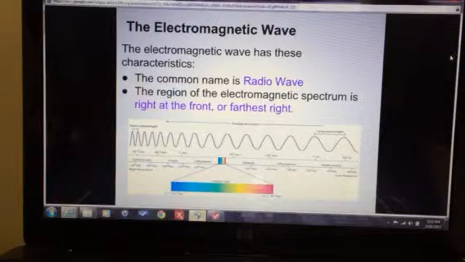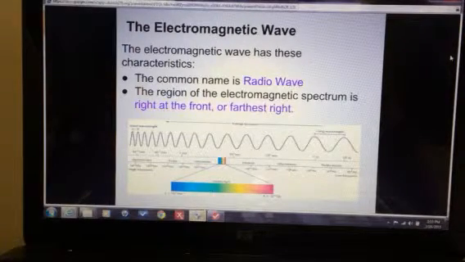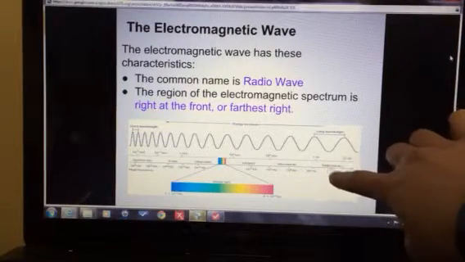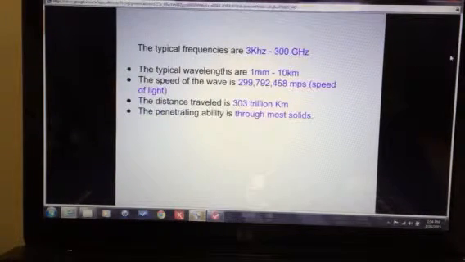And then the characteristics of my electromagnetic wave: the common name is radio wave, and the region of the electromagnetic spectrum is right at the front or farthest right, which is right here. The typical frequencies are 3 kHz to 300 GHz. The typical wavelengths are 1 millimeter to 10 kilometers. The speed of the wave is the speed of light, which is almost 300 million meters per second. The distance traveled is 303 trillion kilometers, and the penetrating ability is through most solids.